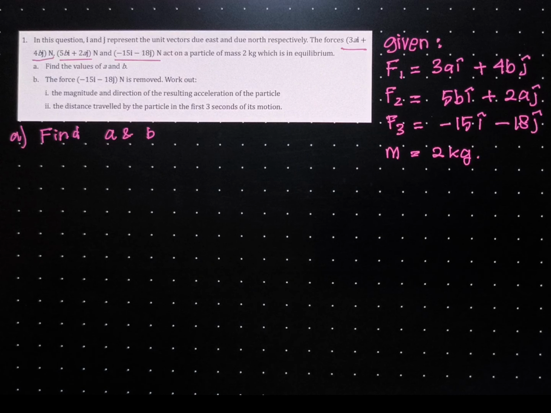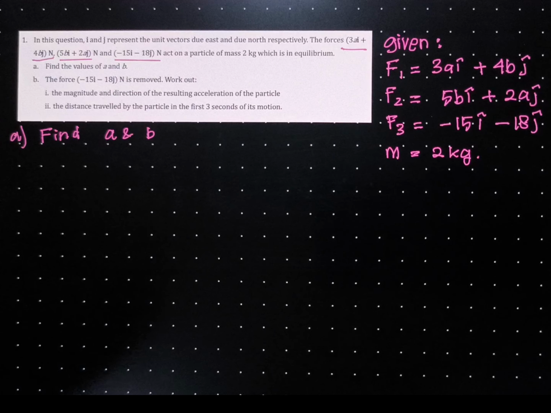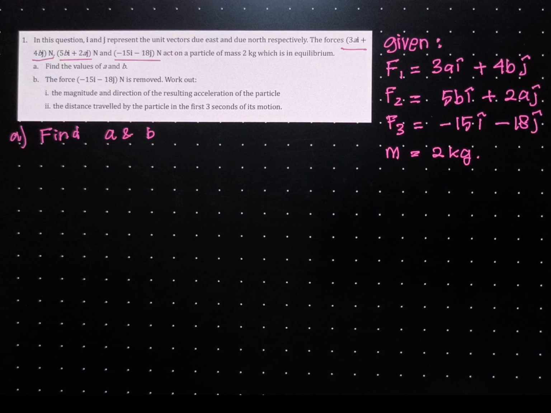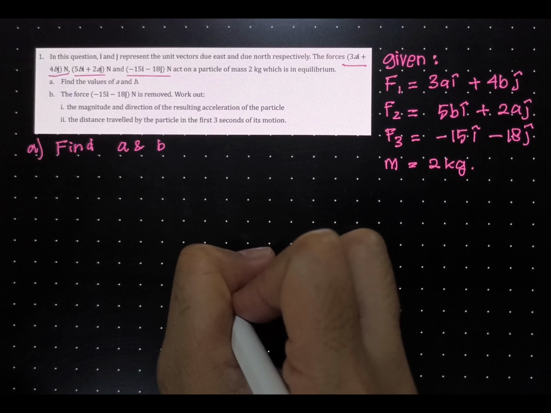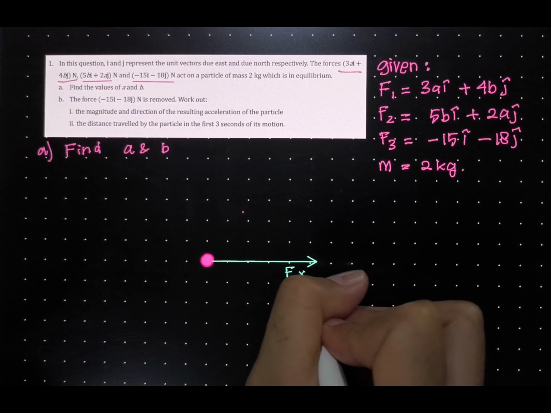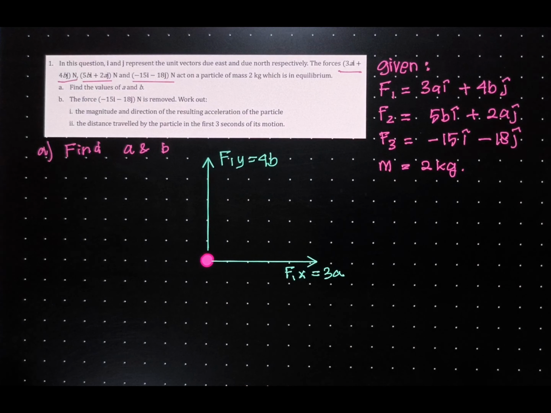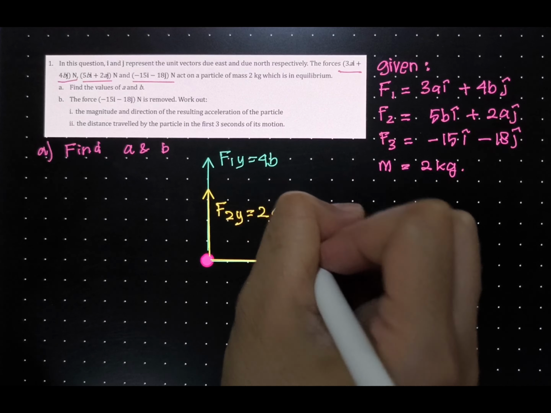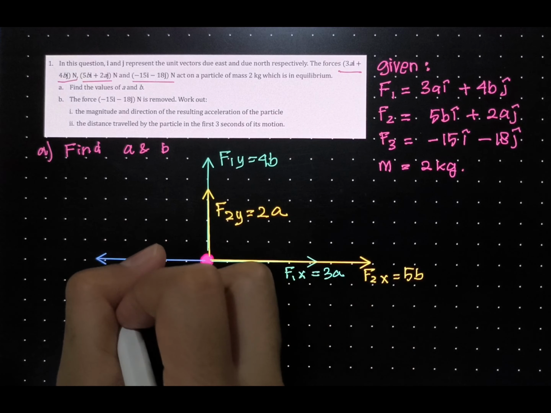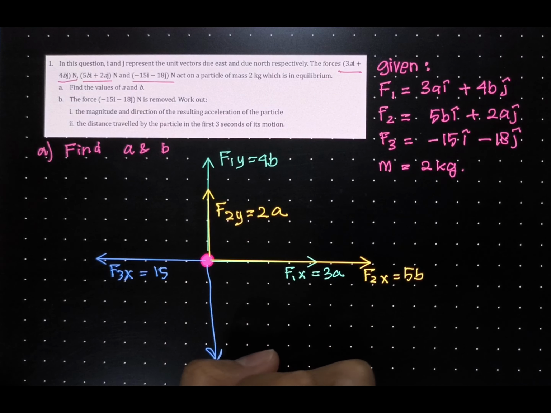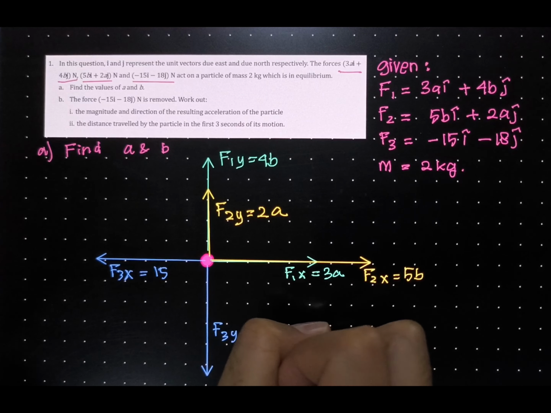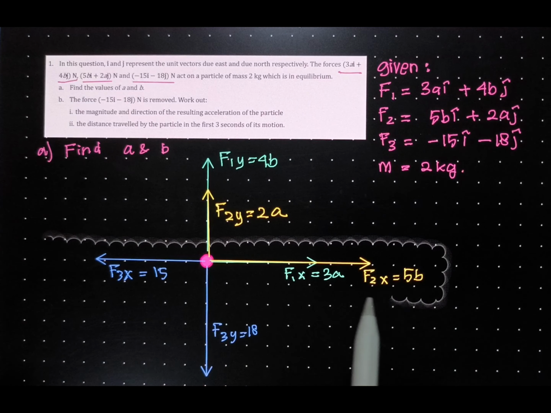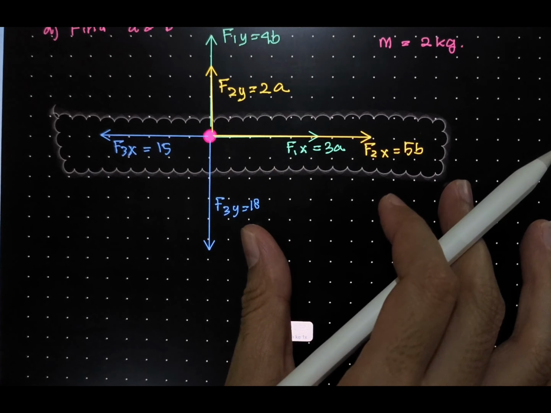From this question, we know that the particle is in equilibrium. This means the sum of all forces acting on the particle is equal to 0. To help us visualize this, let's draw the forces acting on the particle. The first force is 3a acting along the x-axis and b along the y-axis. The second force is 5b along the x-axis and 2a along the y-axis. The third force is negative 15i acting to the left on the x-axis and negative 18j acting downwards on the y-axis.